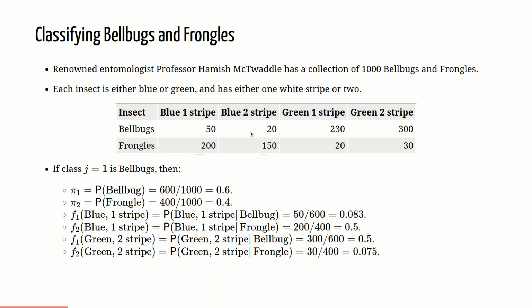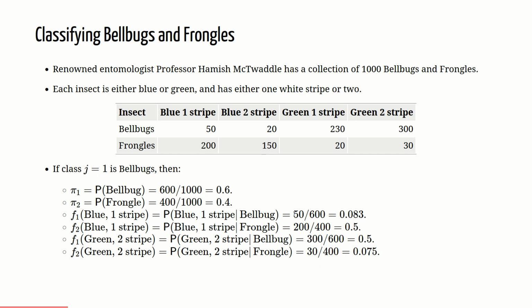And if we add up the number of bellbugs going along the row here, we've got 50 plus 20 plus 230, that's 300, plus 300 is 600. So we've got 600 bellbugs, and we've got 1,000 total. And we've got 400 frongles and 1,000 total, right? So if you hadn't observed the insect, you just hear it burrowing around, you'd be more likely to say that it's a bellbug than a frongle just because we've seen more bellbugs, right? So the prior probability of being a bellbug is 600 out of the total, 1,000, 0.6. Probability of being the frongle is going to be 1 minus the probability of being the bellbug, so that's 0.4. Or we could work it out directly from the table, 400 over 1,000.